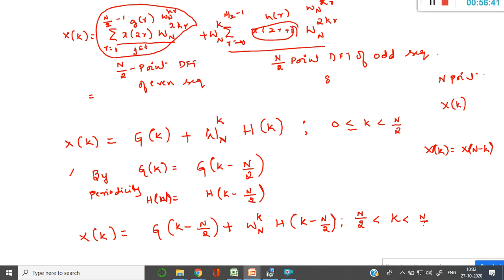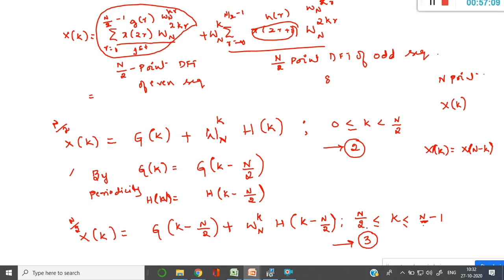So k less than n minus 1. This is the definition for the n point DFT. Here it is an n by 2 point DFT, and here it is one more n by 2 point DFT. We will be using these two equations. Let me call this equation number 2 and this equation number 3.